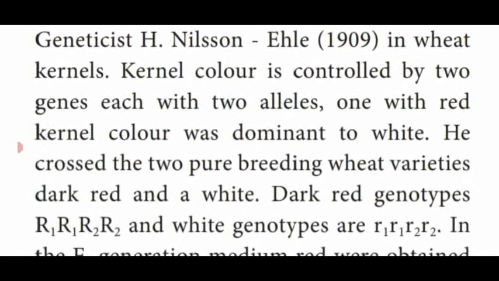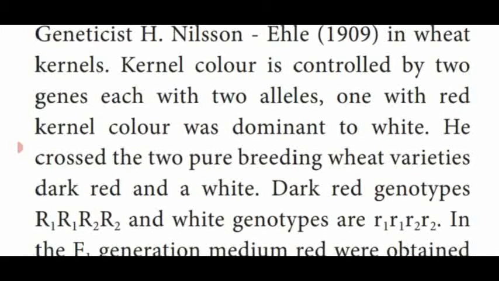The kernel color of the wheat is controlled by 2 genes with 2 alleles. That means each gene has 2 alleles. The 2 different genes with alleles are: one with red kernel color dominant to white. So color is dominant to the colorless one. Colorless means white color. So red kernel color is dominant to white color.